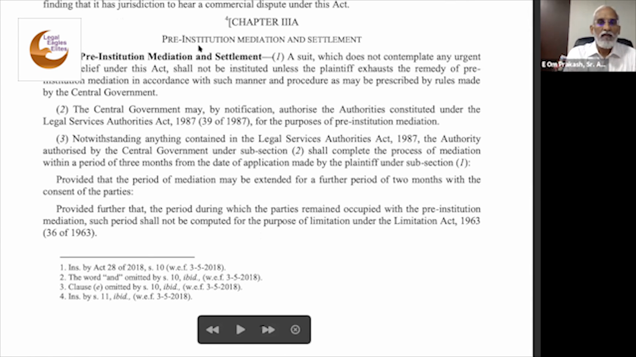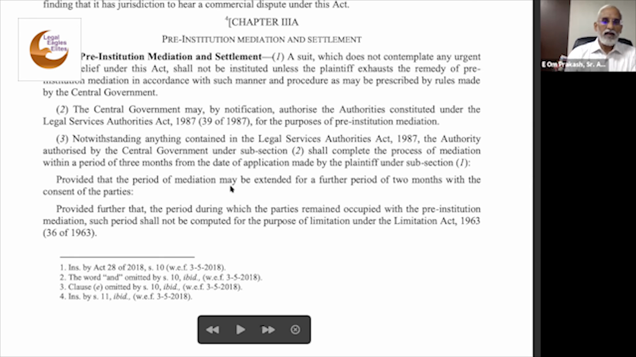If you forget it, what it says is that a suit shall not be instituted unless the plaintiff exhausts the remedy of pre-institution mediation in accordance with such manner and procedure as may be prescribed by rules made by the central government. Then it provides that the central government may by notification authorise the authorities constituted under the Legal Services Authorities Act. Then, notwithstanding anything contained, the legal services authorities as authorised by the central government shall complete the process of mediation within 3 months.